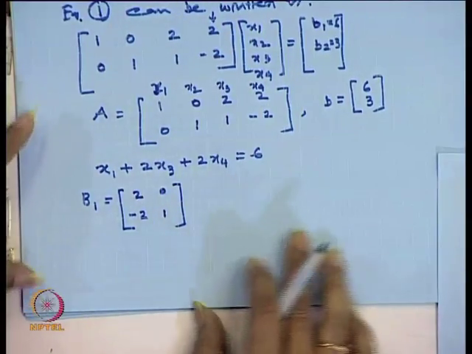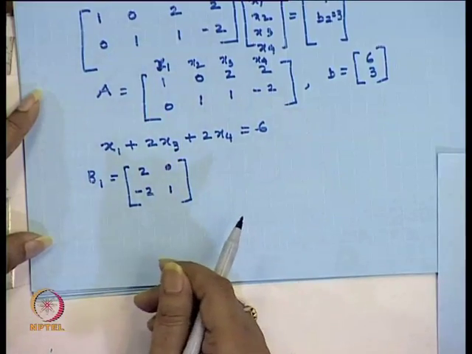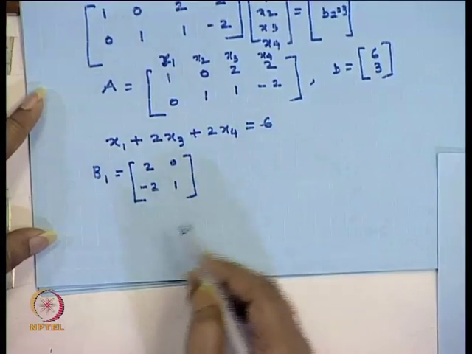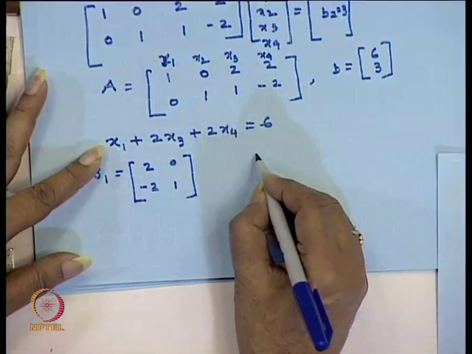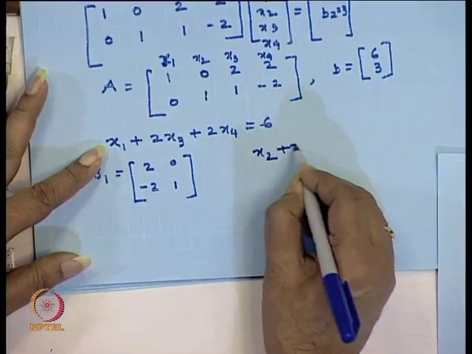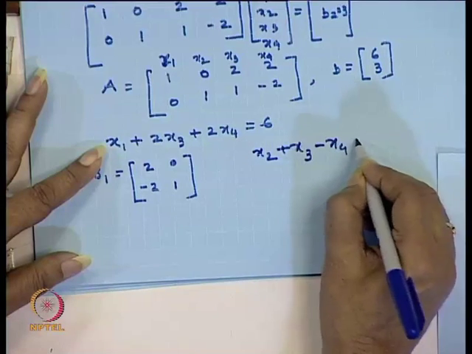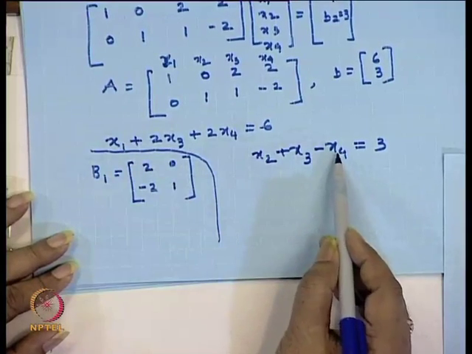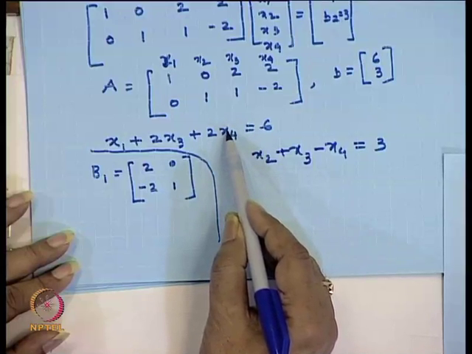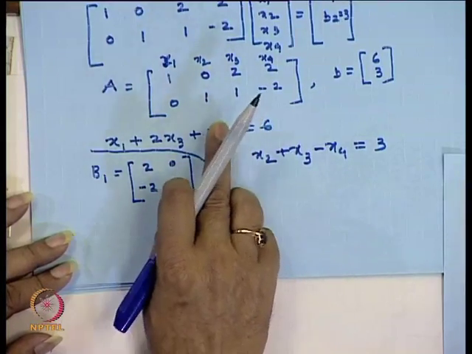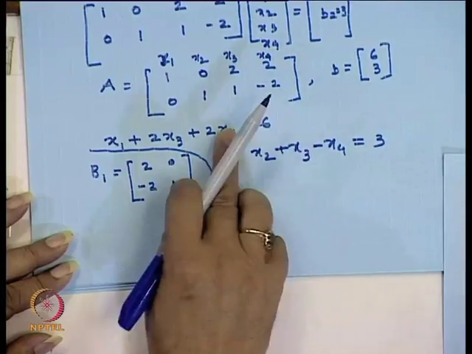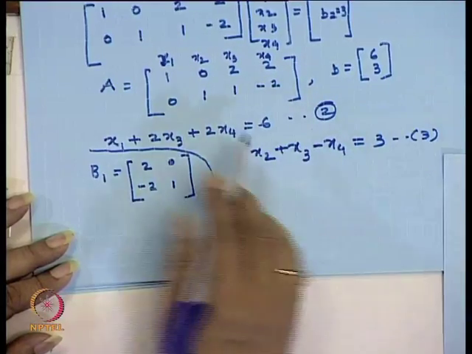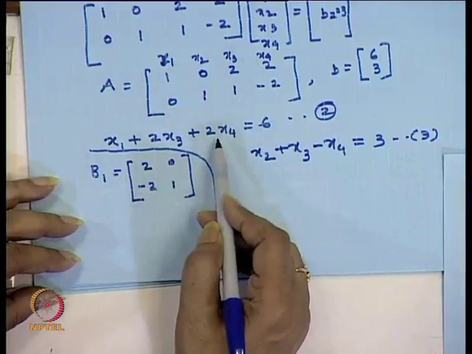Now, you do the elementary operation. How will you do it? This equation I have written, and another equation I can write here: x 2 plus x 3 minus x 4 is equal to 3. Agree? So, what you have to do? I have to consider x 4 as a basic variable. That means x 4 will be in one equation; now it is involved in this equation. Let us call this equation number 2 and this equation number 3. So, x 4, which is going in as a basic variable, is now involved in 2 and 3.